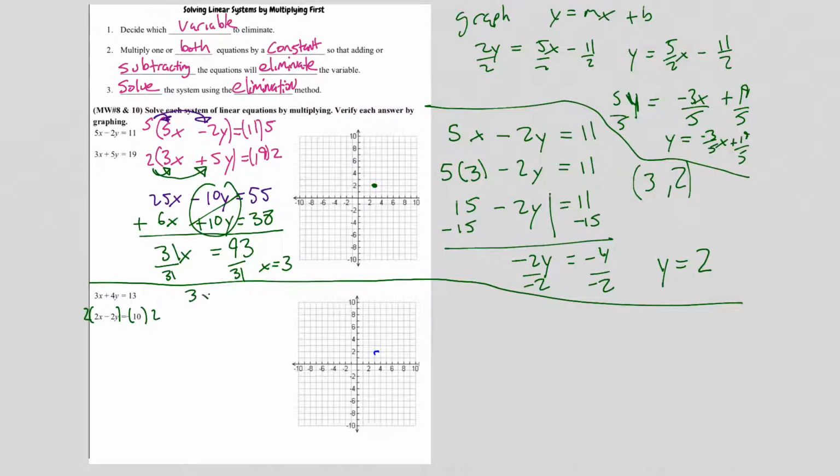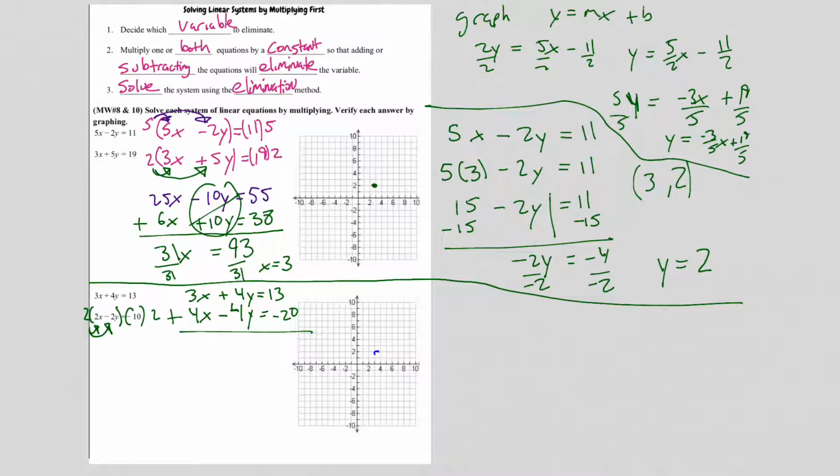So let's rewrite this. The top equation, 3x plus 4y equals 13. And let's put the rewritten one here. 2 times a 2x, 4x. 2 times a negative 2y, negative 4y. 2 times, is it a positive 10 or negative 10? I can't tell anymore. Oh, it was negative. 2 times a negative 10, negative 20.